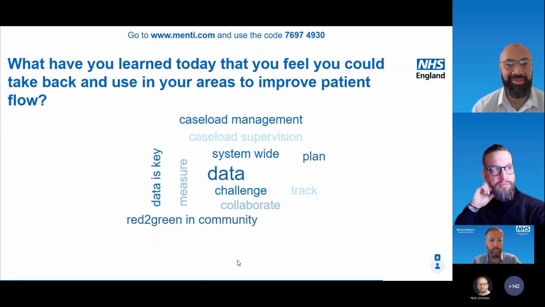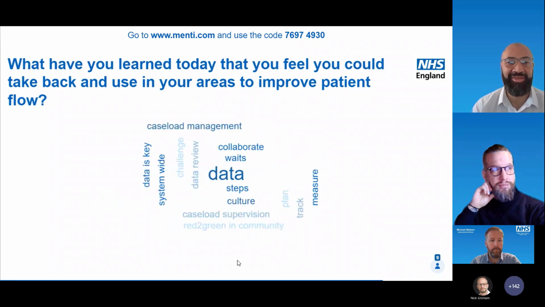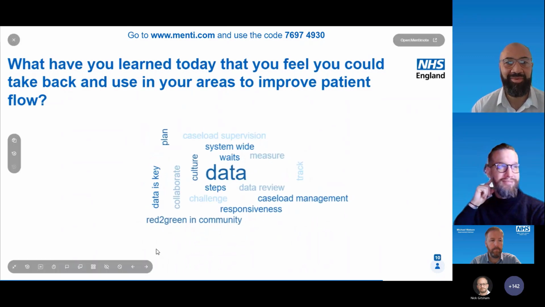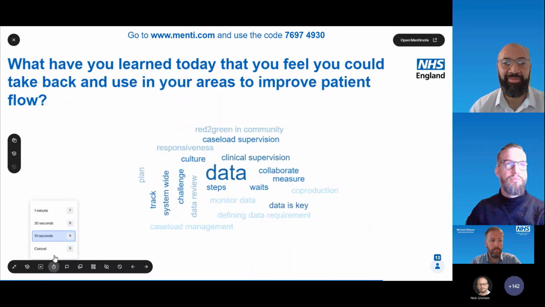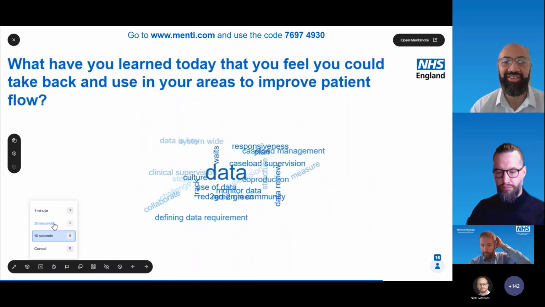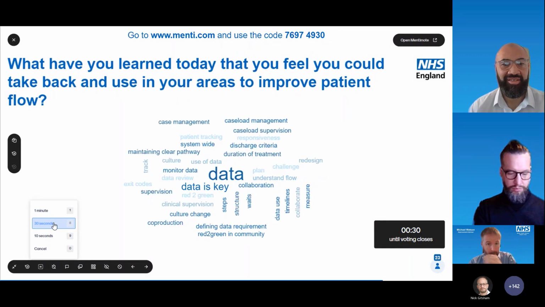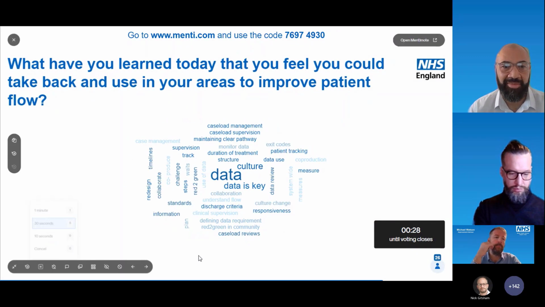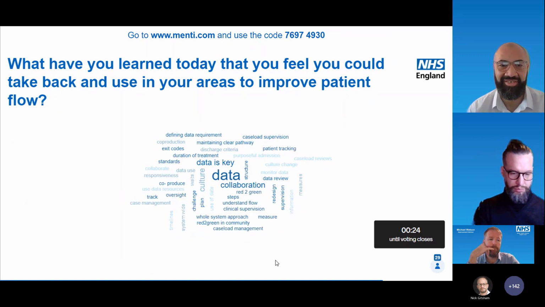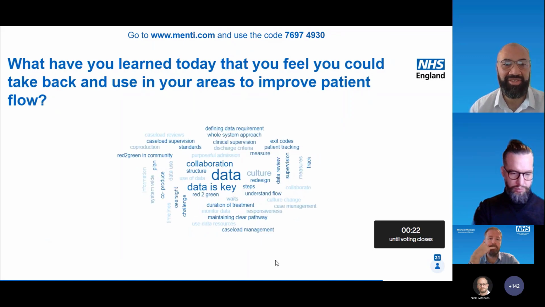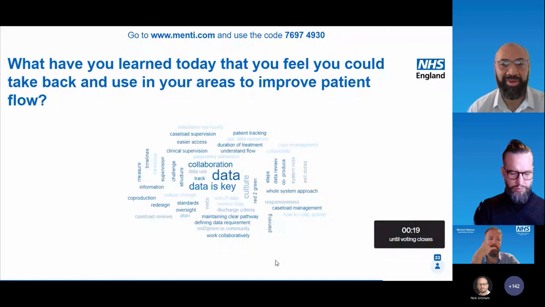Red to green in community. We're coming up with caseload management, caseload supervision. Data seems quite prevalent still, which is good and something that we can all work around. Collaboration, I can see another one coming up. Challenge, that's interesting as well. I can also see maintaining pathways, data review. There's a lot around data and a lot around collaboration, which is good. And redesign is another one that's coming up.